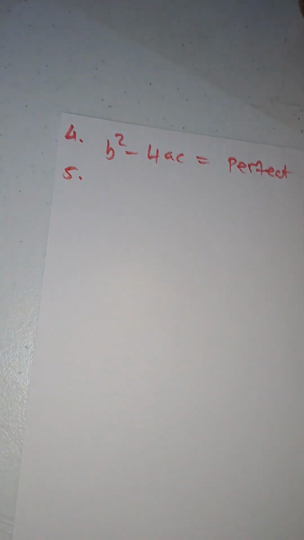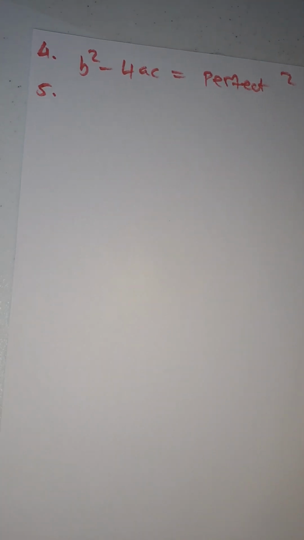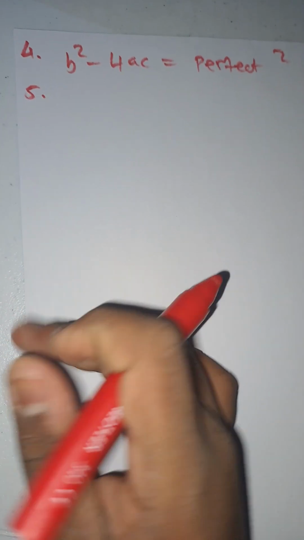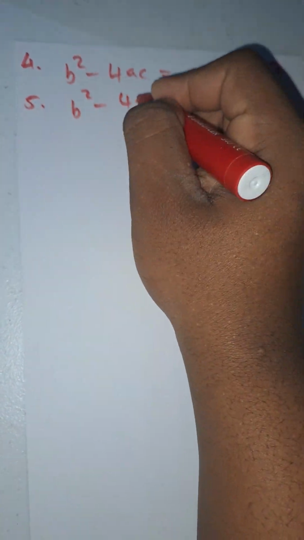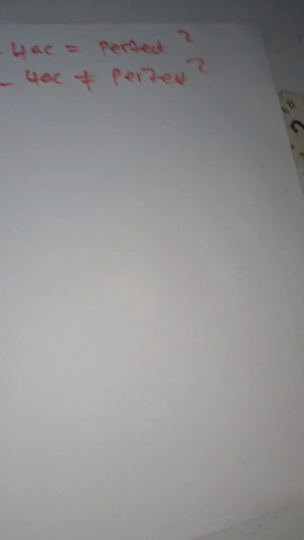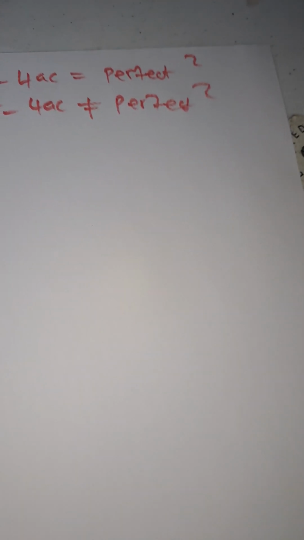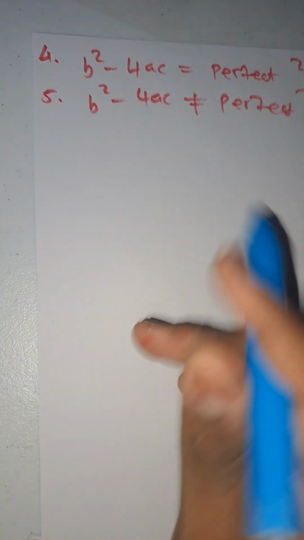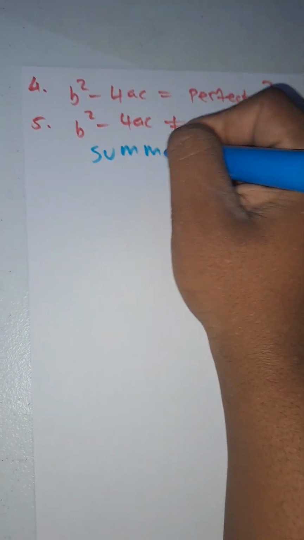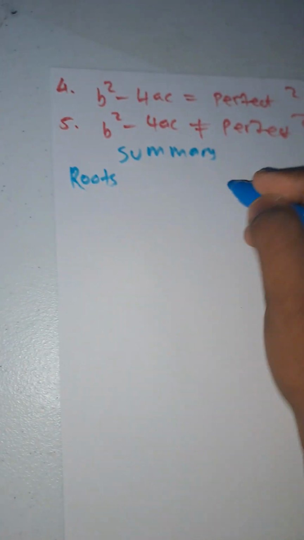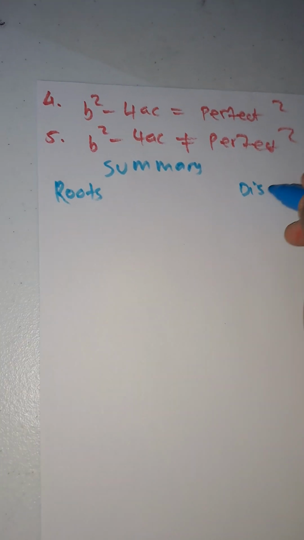So now let's go to number 5. When the discriminant is not equal to a perfect square, a non-perfect square, then there will be real and irrational roots. So let me say b squared minus 4ac is not equal to a perfect square. You see now, these are the two differences. So now let's check the summary. This is my roots. This is my discriminant.